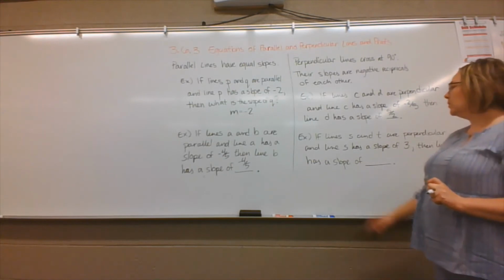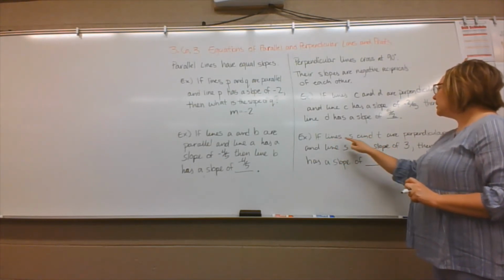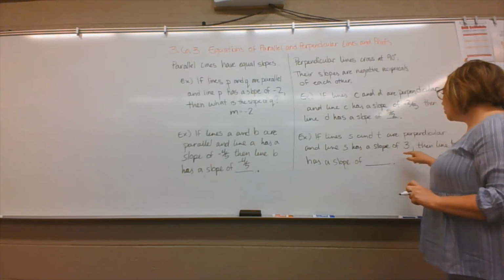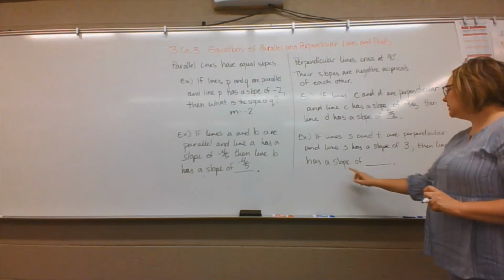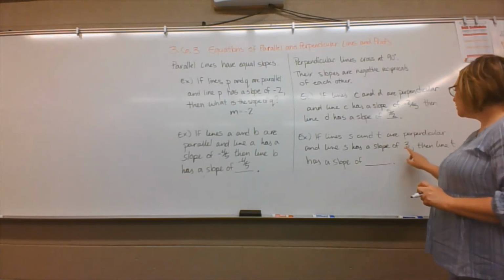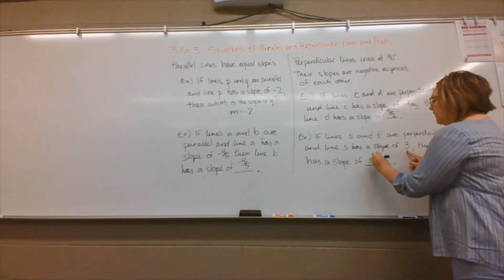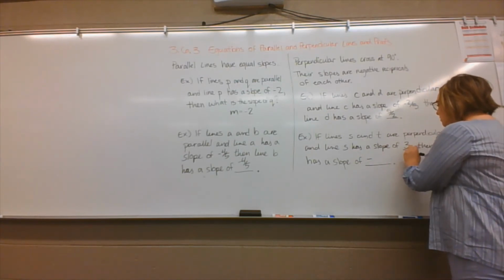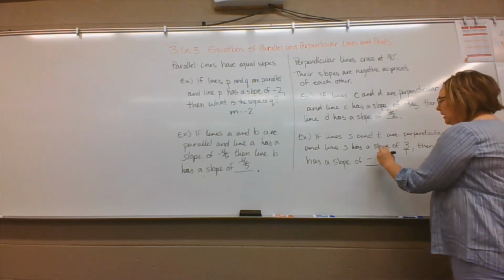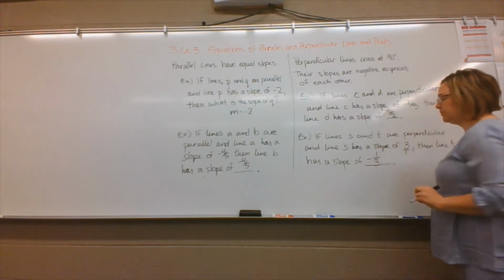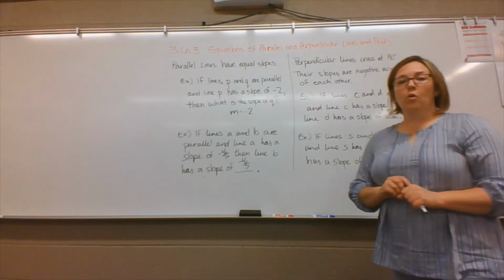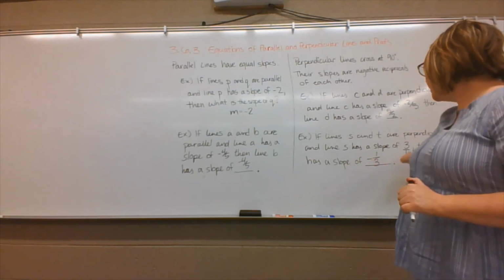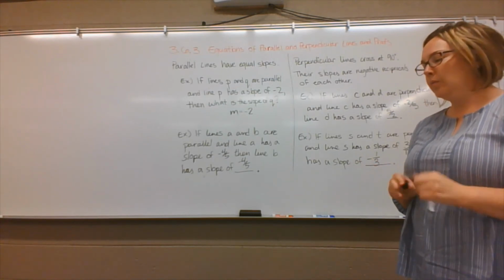Okay, our last example, if lines S and T are perpendicular and line S has a slope of 3, then line T has a slope of, okay, so slope of 3 means we're going to have a negative, and rather than 3, this 3 is really the same as 3 over 1, so we are going to get a -1/3. So if you have a whole number or an integer, you're going to get 1 over that number. Just remember that it's 1 over, numerator will be 1.